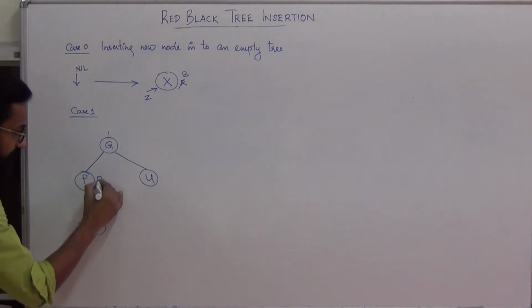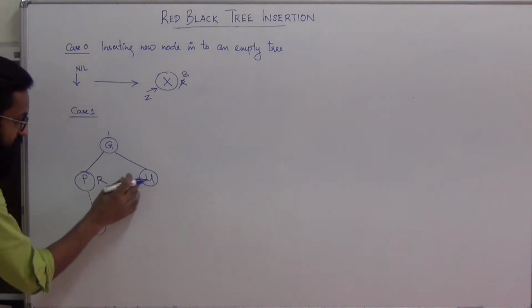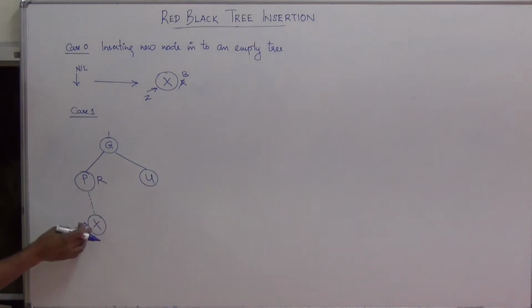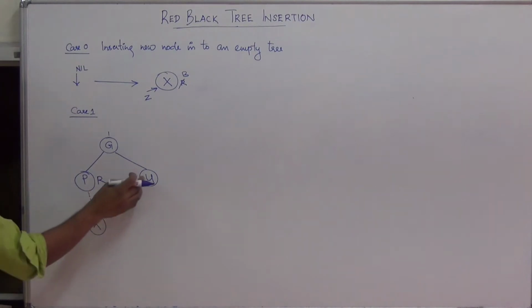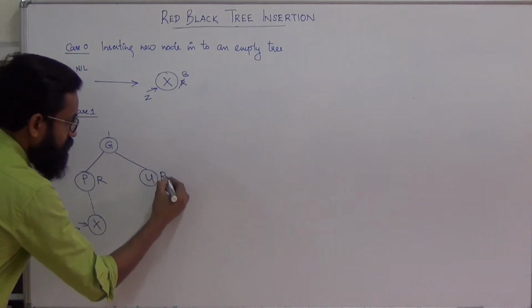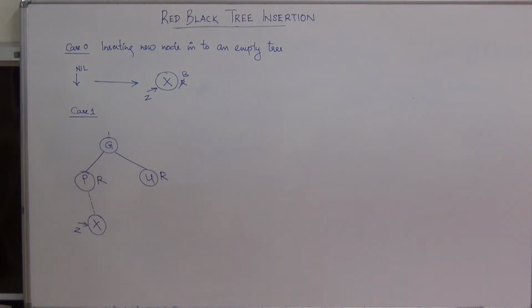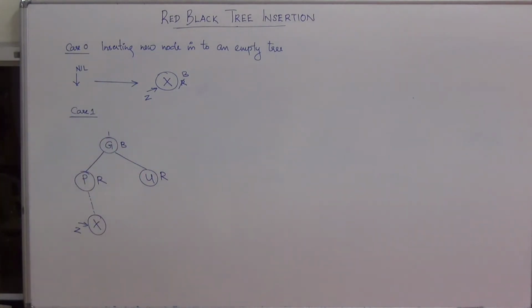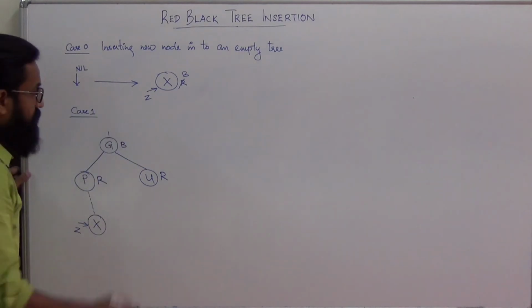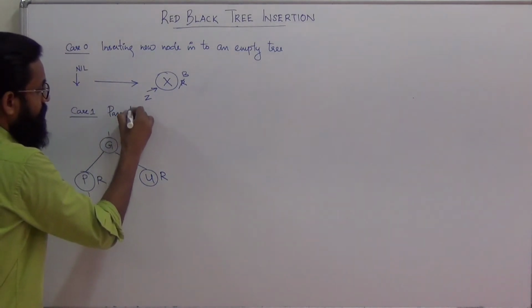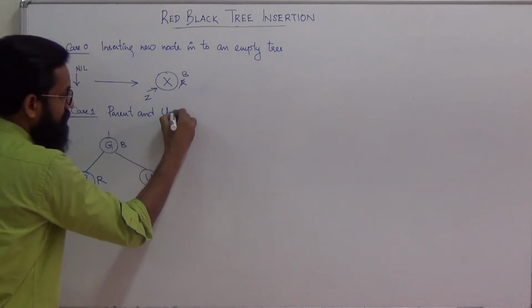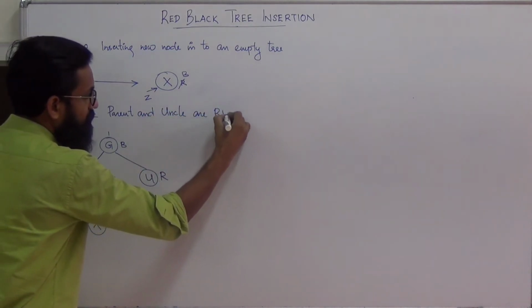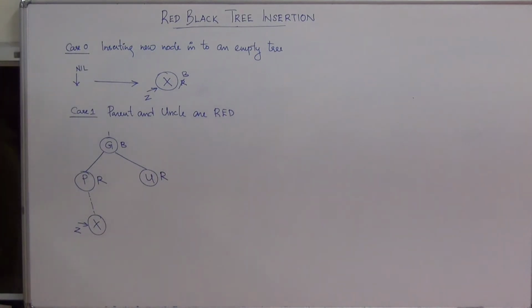Now parent is red. This U stands for uncle, P stands for parent. So P is the parent of new node and U is the uncle of new node. So both are red, and G stands for grandparent, that is parent of parent. Parent of Z is grandparent. So this is black. So this is case 1. You can state case 1 as parent and uncle are red in color. Both parent and uncle are red.